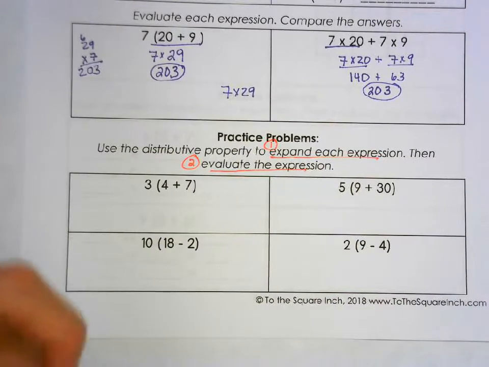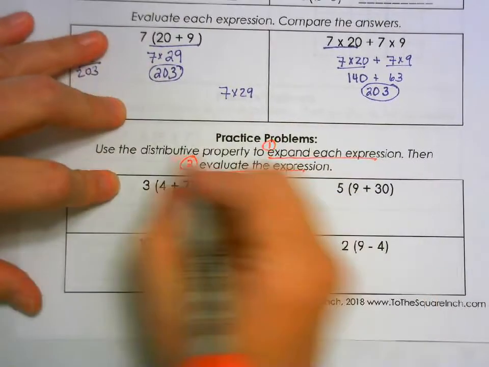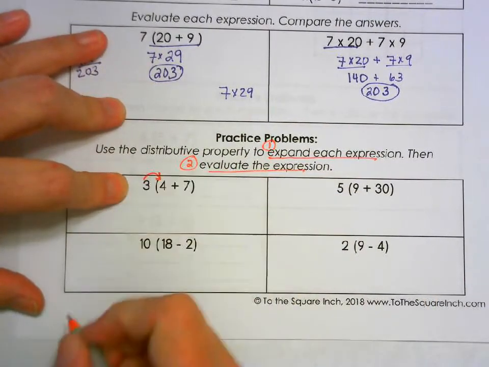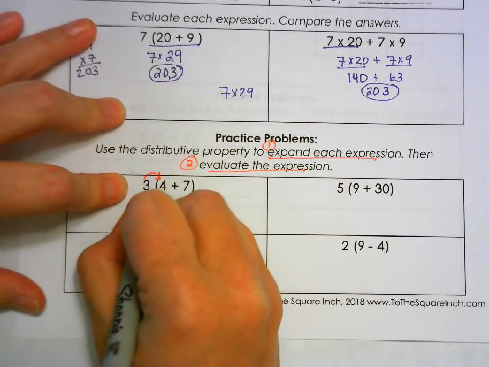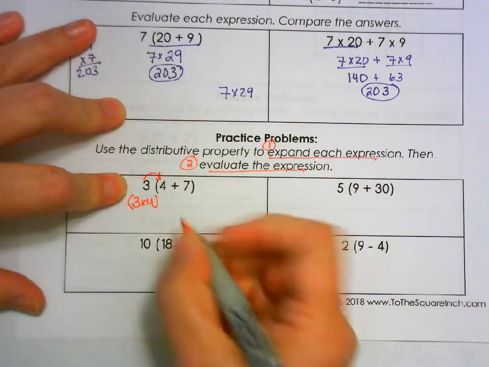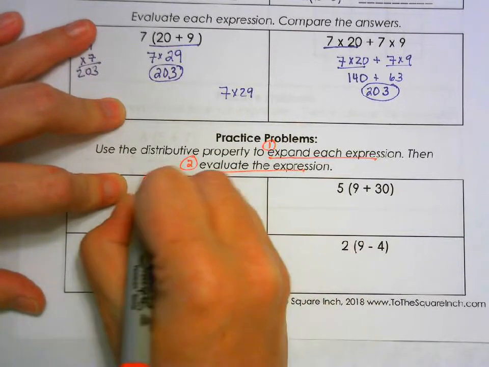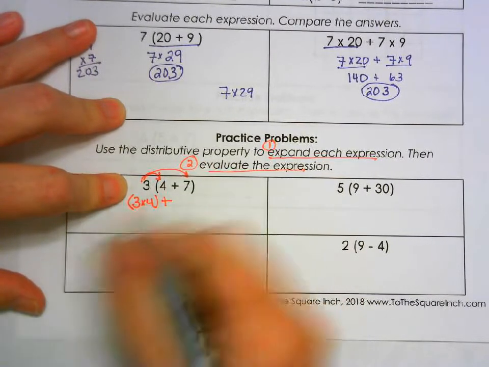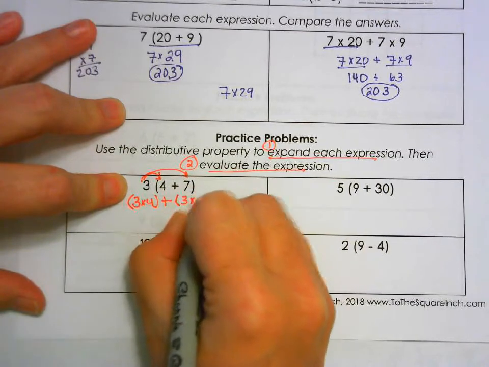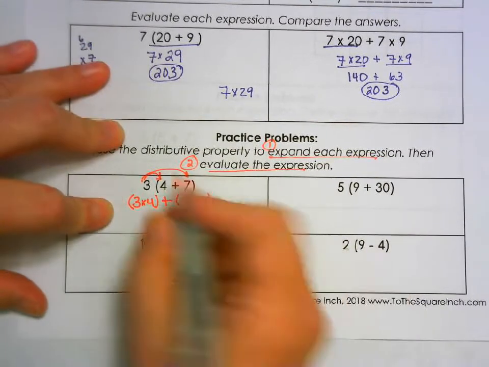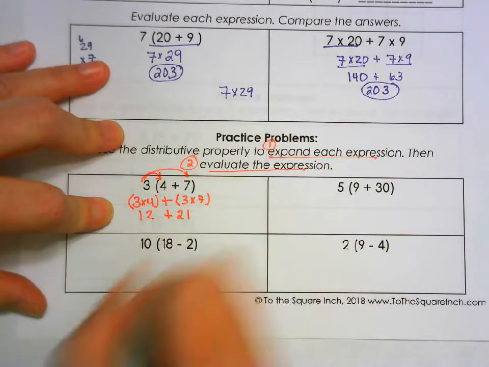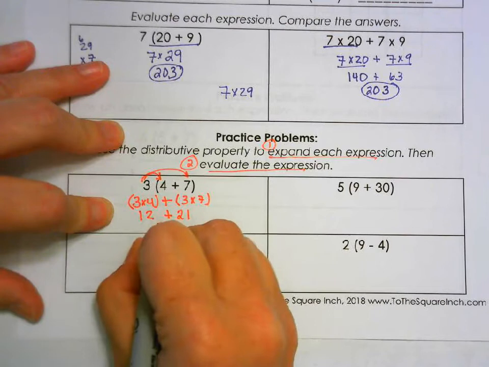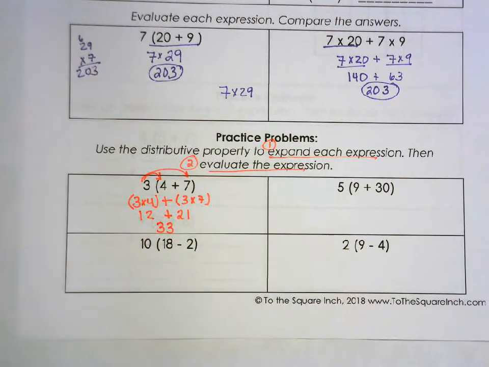So I like to use arrows to help me see the math. I start by saying 3 times 4. Then I'm going to add it to 3 times 7. Now I do the math. 12 plus 21, and when added together, the answer is 33.